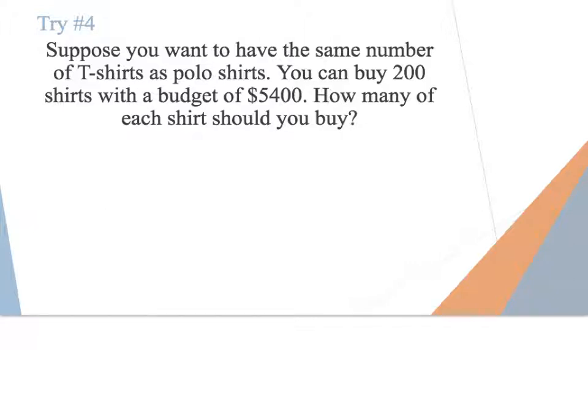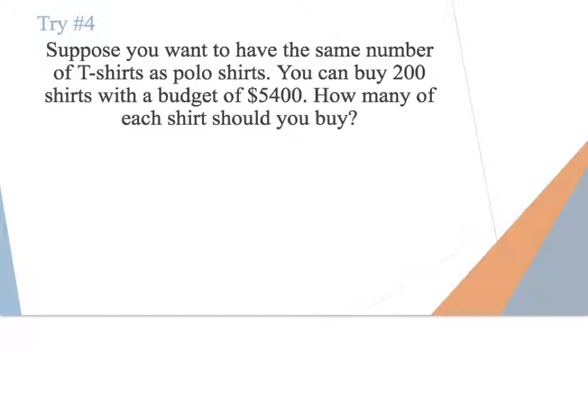We're going to try one more. It says, suppose you want to have the same number of t-shirts as polo shirts. You can buy 200 shirts with a budget of $5,400. How many of each shirt should you buy? So again, this still goes off of the last problem's prices for the shirts. Okay, it just makes it a little different. So I should be able to fit all this on here.